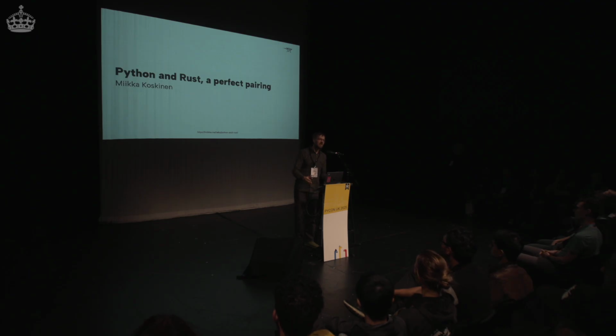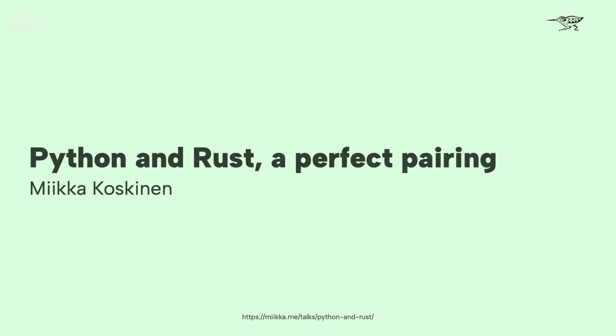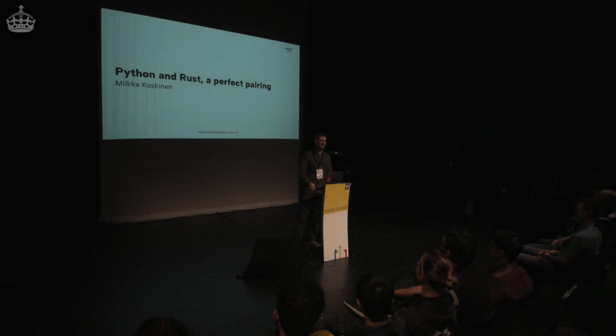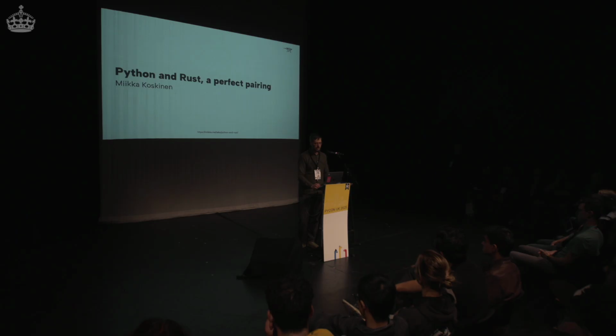Well, so if your Python code is slow, there's a simple solution. You can just rewrite it in Rust, right? Well, that's maybe a bit too much, but you could write part of it in Rust. And my name is Miikka Koskinen. I'm a software engineer, and I work on these systems for processing a lot of data, usually in Python. But I've found some opportunities to use Rust as well.